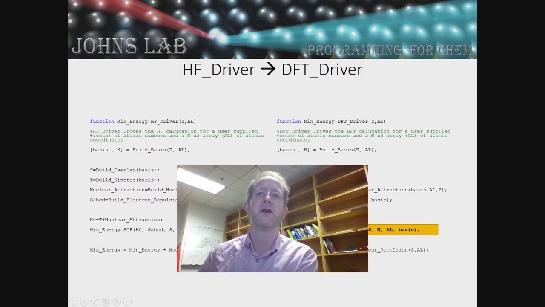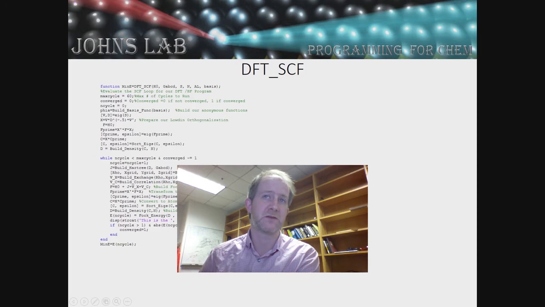Minimum energy, we're going to change it to DFT underscore SCF. Right? So we're going to do a DFT SCF loop. And so let's see how that loop is going to change. That's the first file we really need to look at. Right? This is kind of a long file, but you'll notice most of this all the way down to here looks the same except for one line.